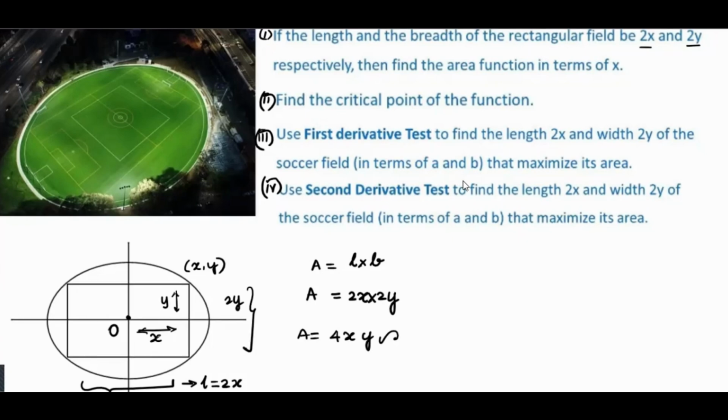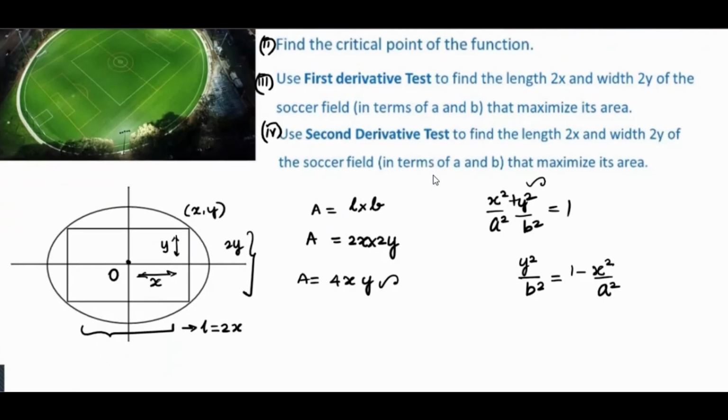So we're using the equation of the ellipse, x square by a square plus y square by b square, that is equal to 1. Now we need to rewrite y in terms of x. So I'm going to write this as y square by b square is equal to 1 minus x square by a square. Now, in place of y, we can substitute area is equal to 4x in place of y. So we still need to solve this.